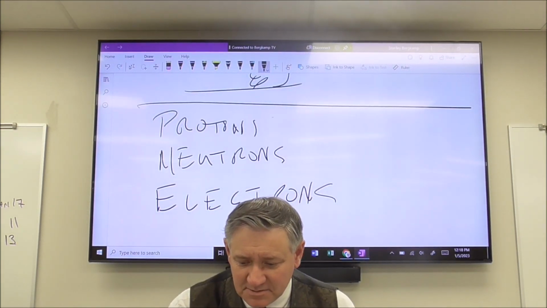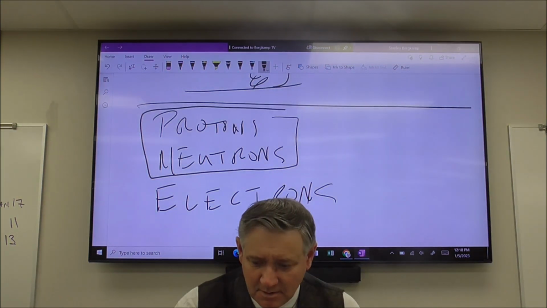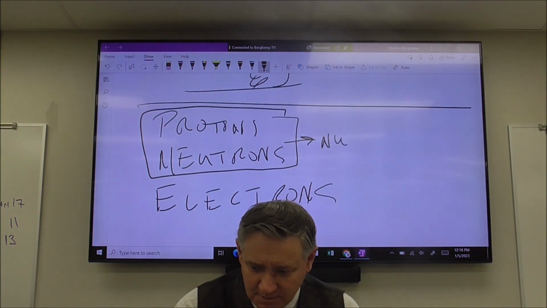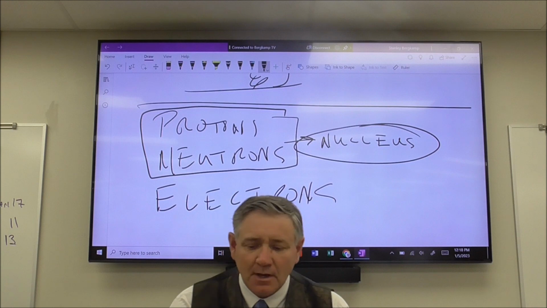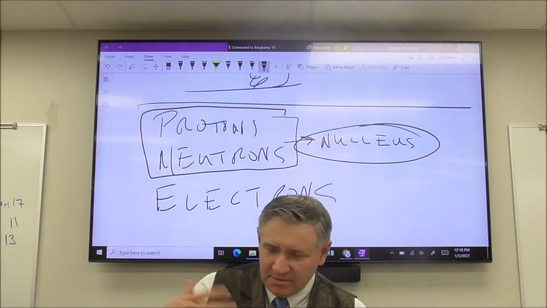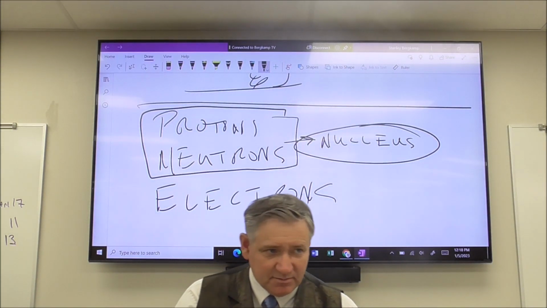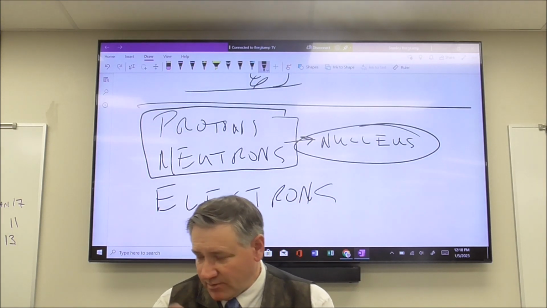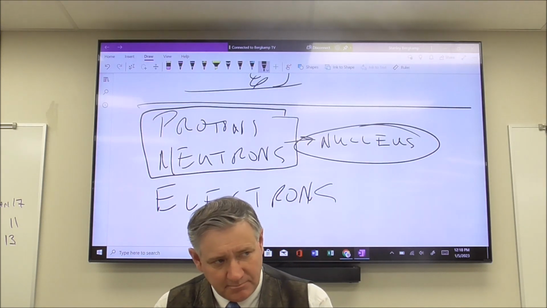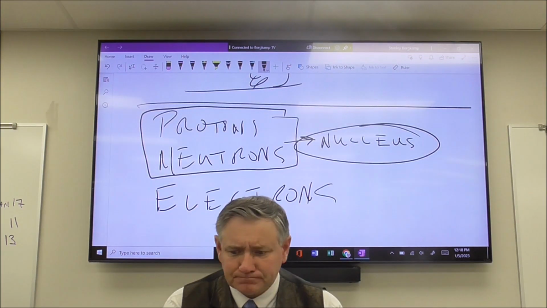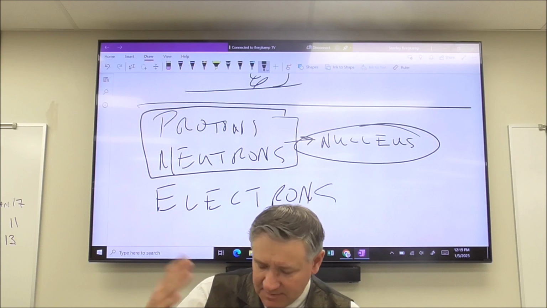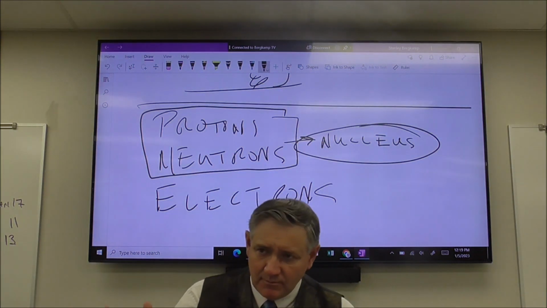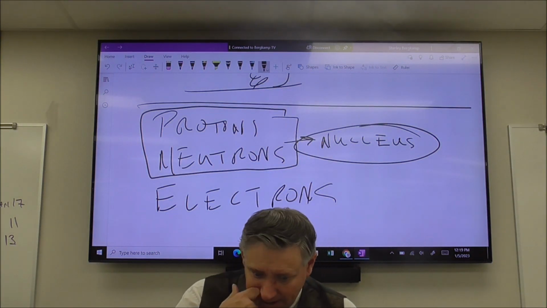So the protons and the neutrons, those are found in the nucleus. And they're important. That's what creates mass, okay? But that really isn't going to be the point of the story. If you were studying nuclear reactions, you would worry about the nucleus. In chemistry, we would worry about what's happening with the electrons.